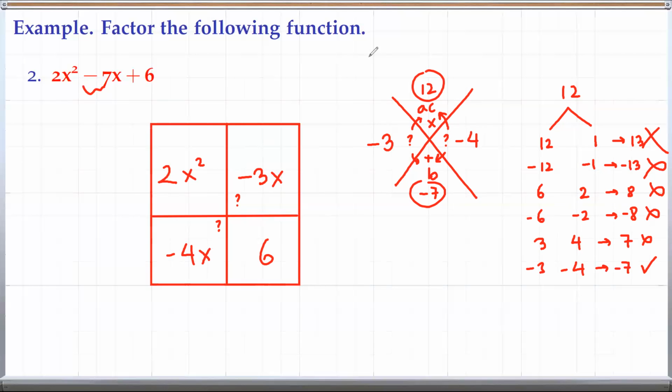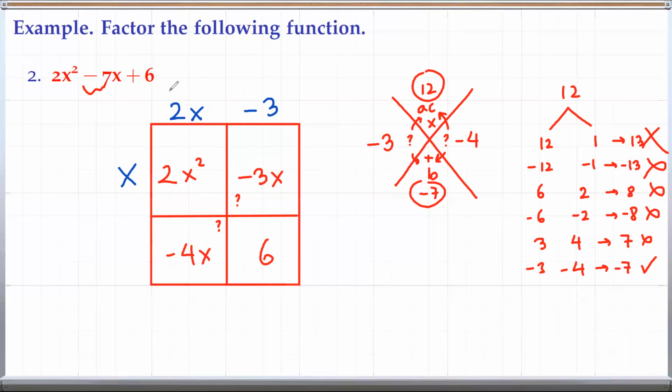We put them here. Once we have this, we can look at the first row. What is the highest common factor we can take out from 2x squared and -3x? Between 2 and 3, there is nothing common. Between x squared and x, we can have x. So we put x over there. Now we ask, x times what will give us 2x squared? x times 2x is 2x squared. Next we ask, x times what will give us -3x? So -3, because x times -3 is -3x.